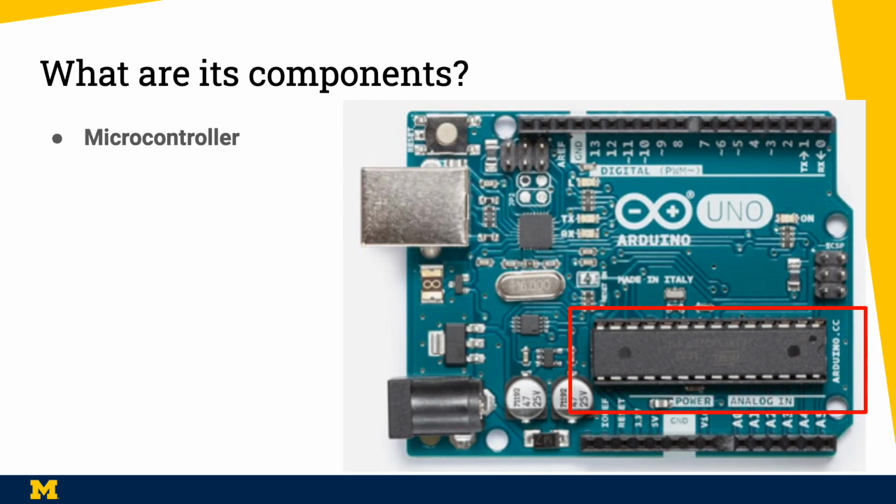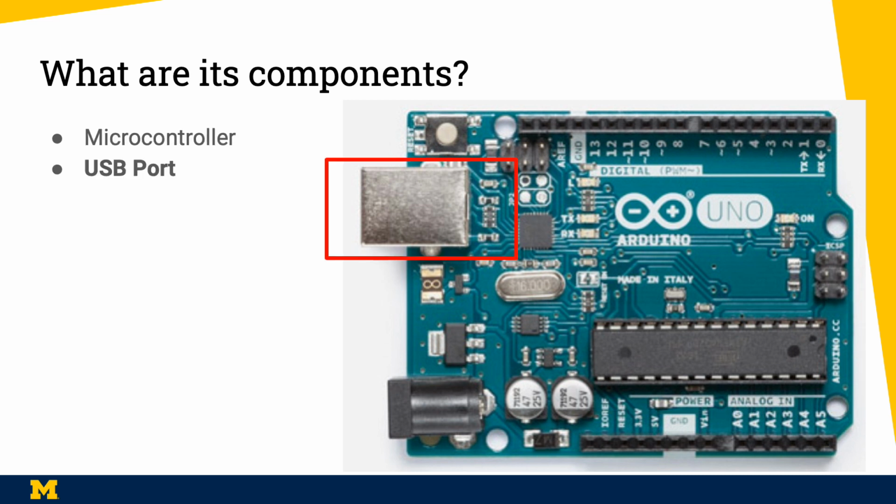So what are Arduino's components? The microcontroller is the brains of the operation. It is a tiny one-chip computer that has memory and a processor. Most importantly, it is programmable. It can be programmed to do many different things.